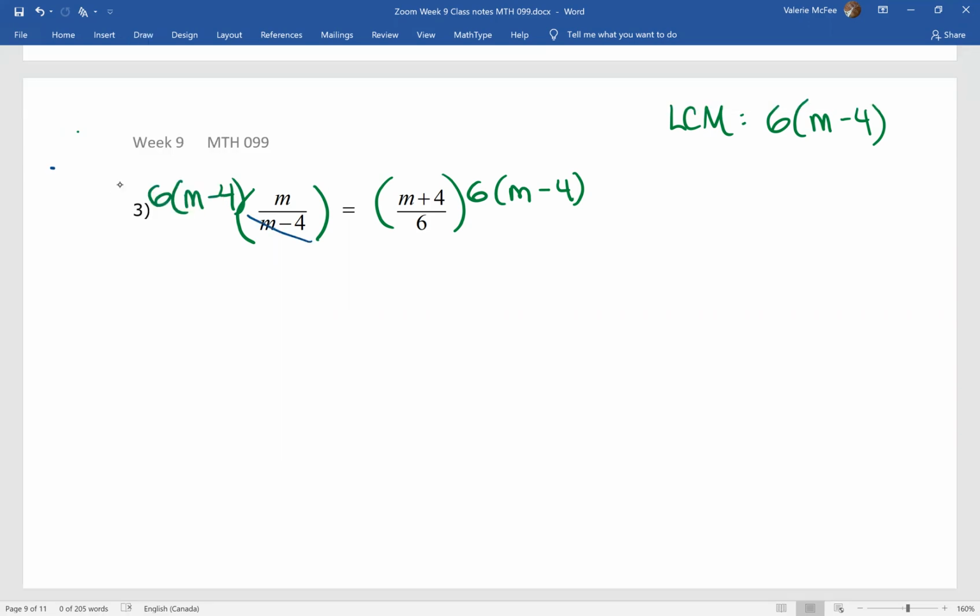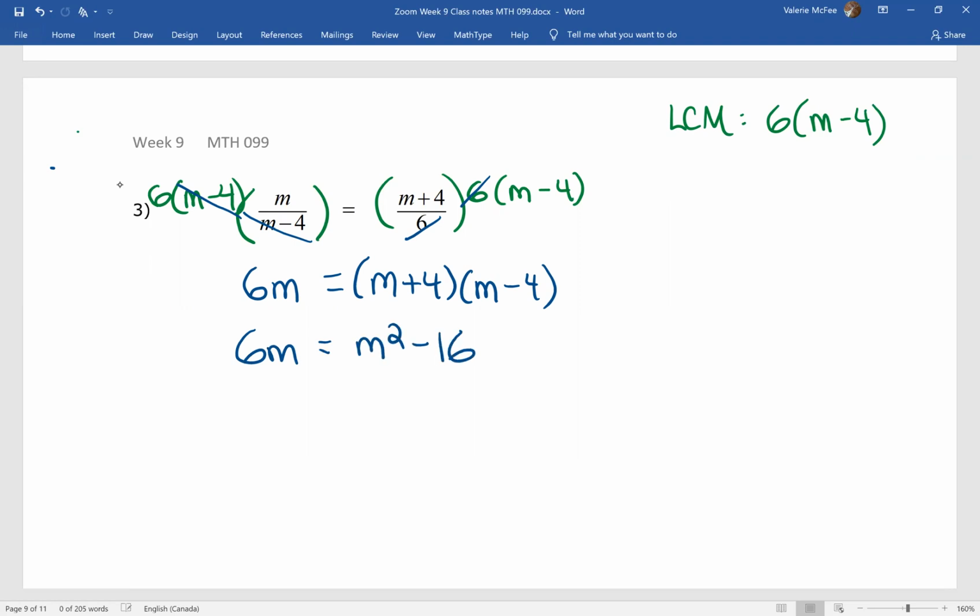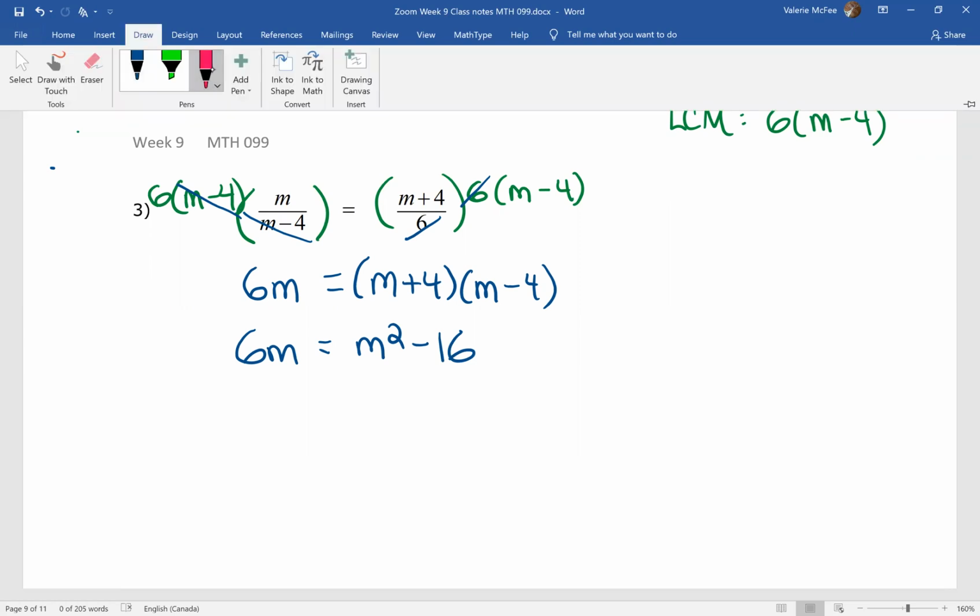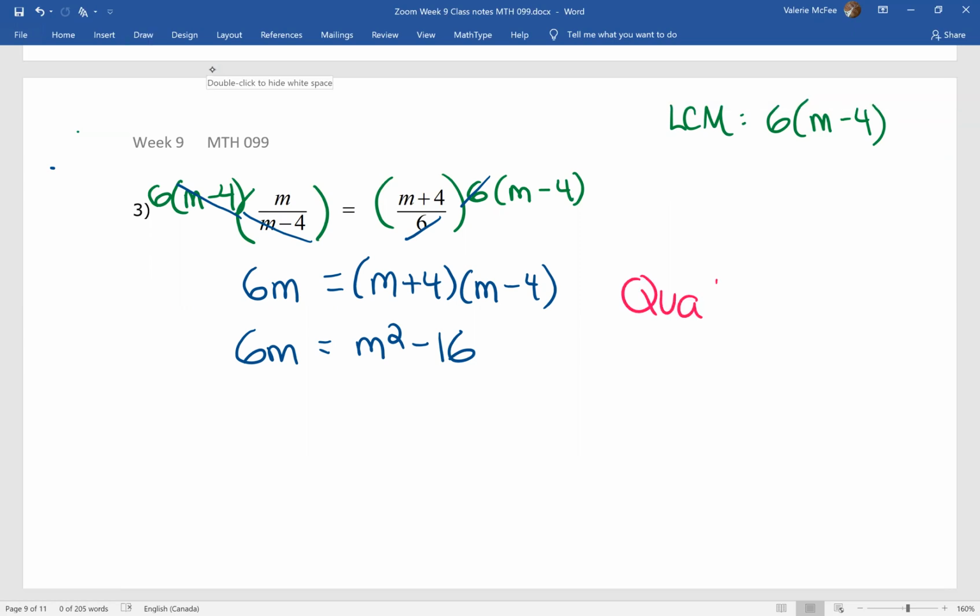Now I see that m minus 4 divides out. I have 6m equals, on the other side, 6 divides out, and I'm left with m plus 4 times m minus 4. So we have 6m equals m squared minus 16. This is a quadratic equation. We have m squared.